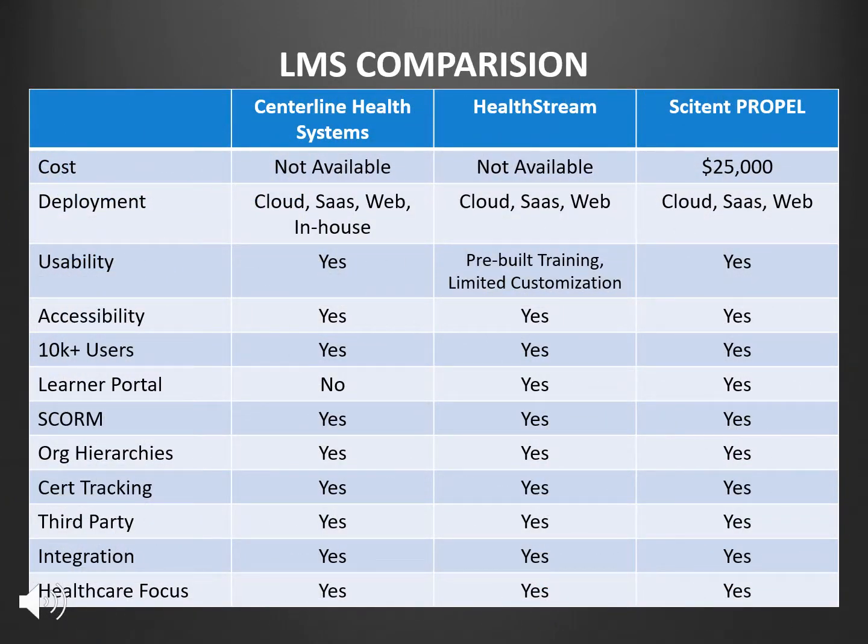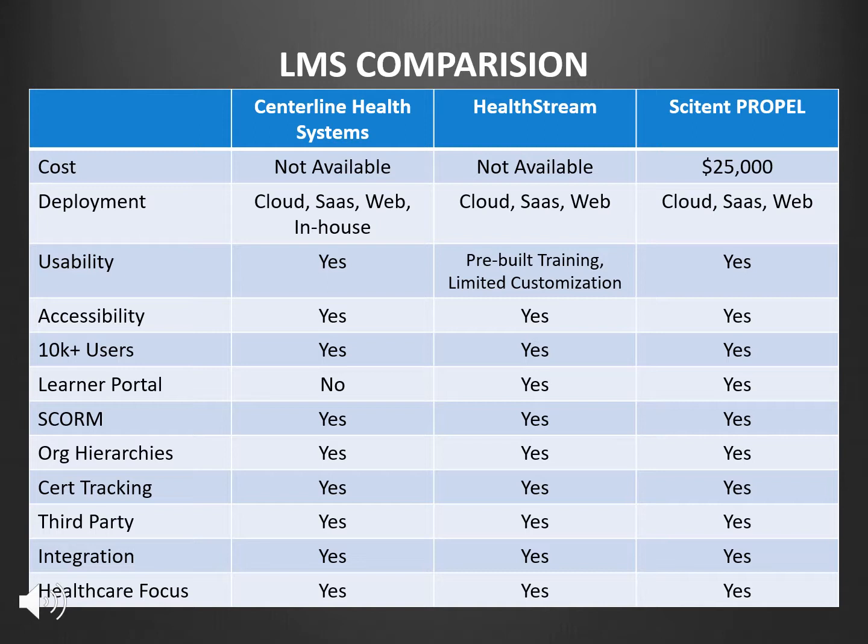Here's a side-by-side comparison of the three learning management systems. There are several advantages and disadvantages that distinguish each of these LMSs. Centerline Health Systems is cloud, SaaS, and web supported with an option for the LMS to be hosted on an organization server. This LMS is designed specifically for healthcare. Since pricing isn't publicized, a prospective client would need to contact Centerline for a baseline quote. If the quote is outside an organization's training budget, time and resources to obtain this information could be wasted.